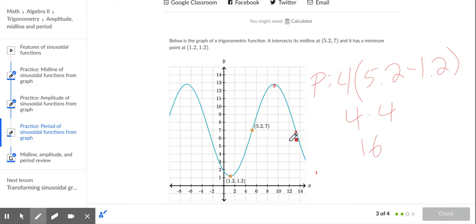So basically what you're doing is using the information that they're giving you and the knowledge that these graphs are very symmetrical. If you can figure out things that are the same distance, figure out how many you need to multiply it by to get the period.